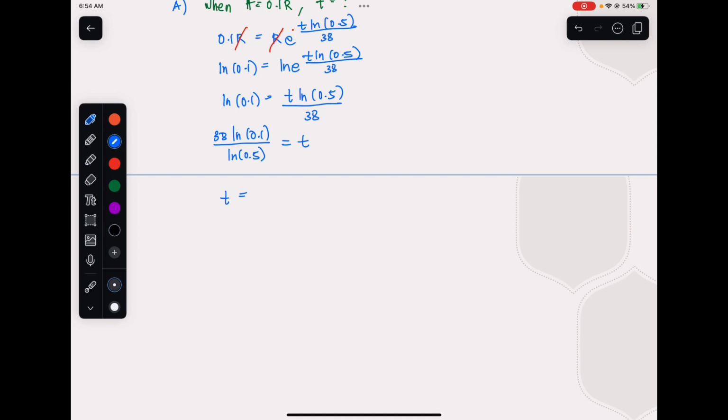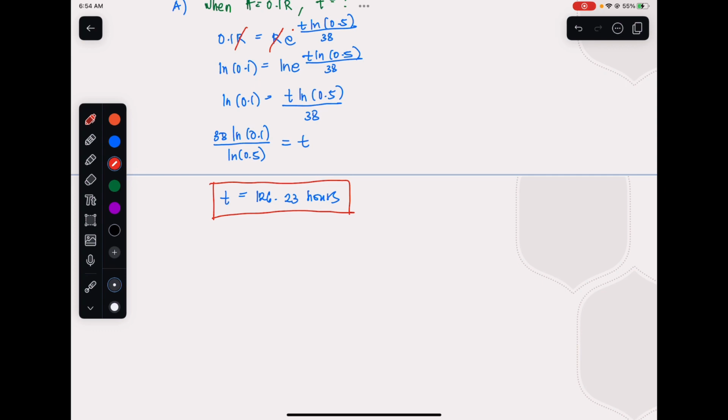That would give us 126.23 hours. So it would take 126.23 hours to dissipate 90% of the radioactivity of the element.